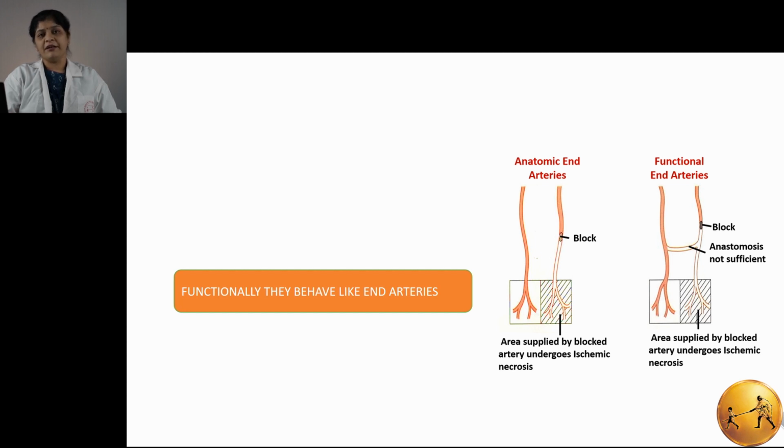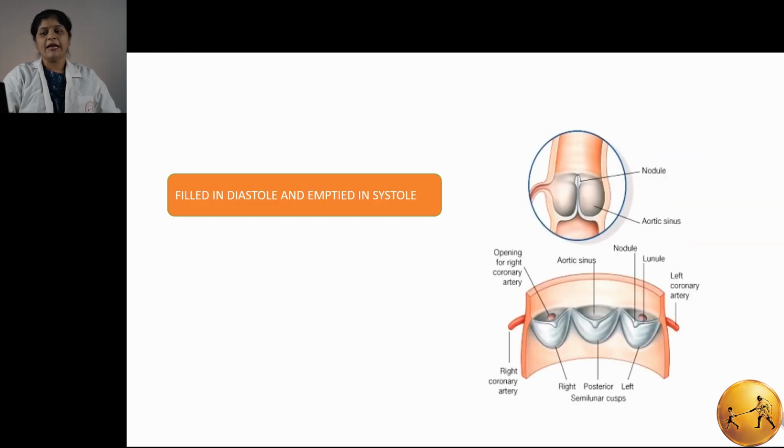Now these arteries are filled in diastole and emptied in systole. We all know in our peripheral vessels, during the systole these are filled, and during the diastole these are emptied. Exactly the reverse happens in the coronary arteries. We all know that the left ventricle continues as the aorta, that is the ascending aorta.